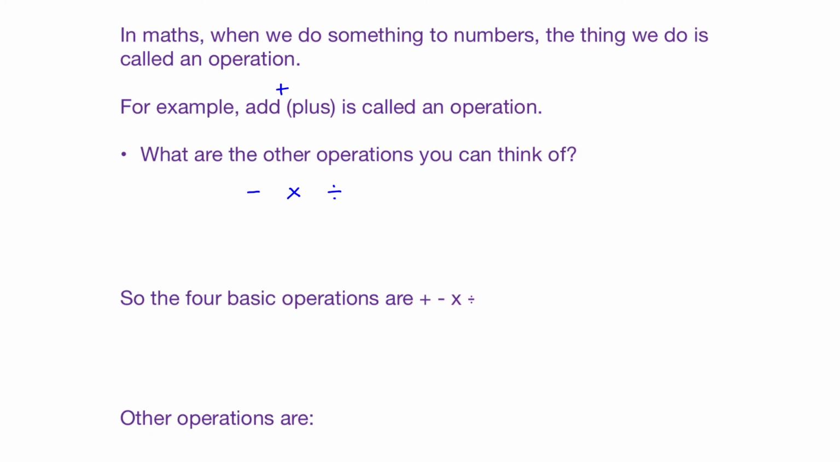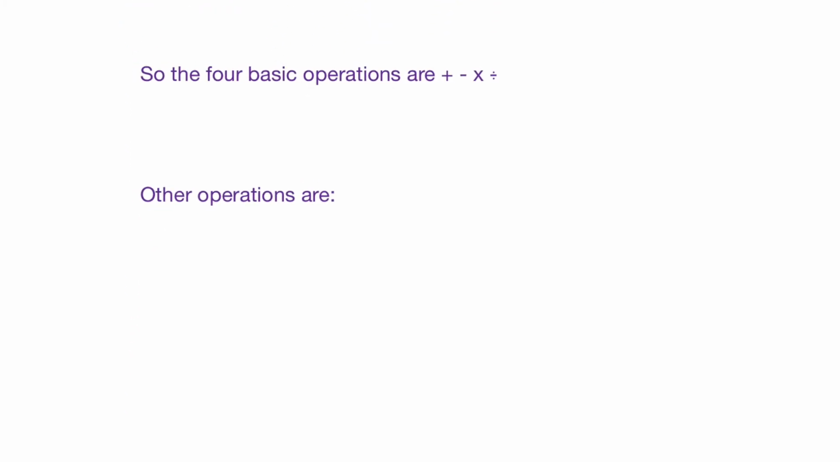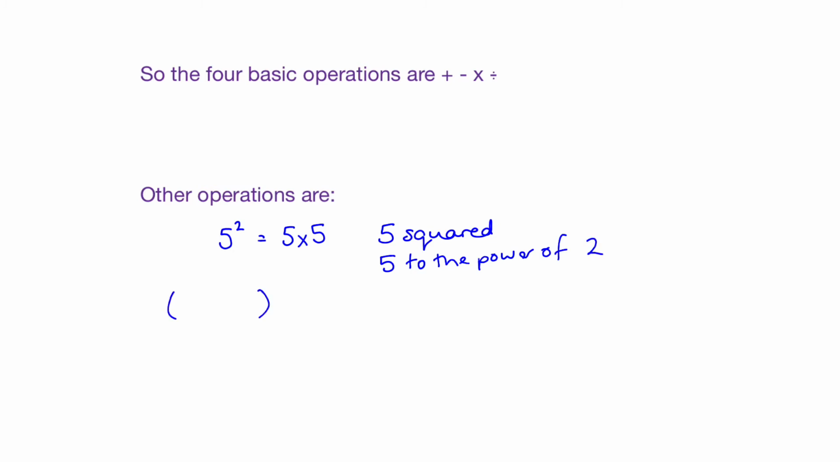There are some other operations that you might have come up with. For example, if we square a number. So for example, if we've got 5 squared, remember the little 2 there, which means 5 times 5. So this is called 5 squared, or 5 to the power of 2. There are other things like brackets that we come across as well. That's a square root. I'm not sure if you've seen that before.